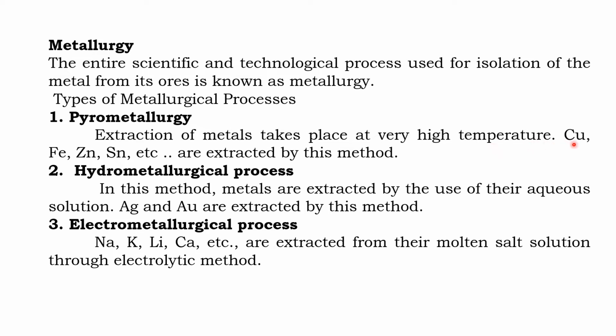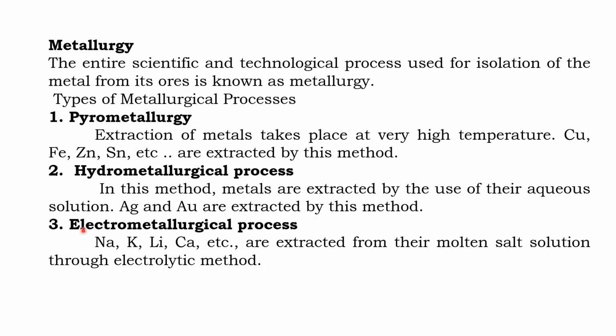Certain metals, for example copper, iron, zinc, tin, etc., are extracted by the pyrometallurgical process. The second type is called the hydrometallurgical process. Hydro means water. So in the hydrometallurgical process, the metals are extracted by the use of their aqueous solutions. Example, silver and gold, Ag and Au, are extracted by this method.